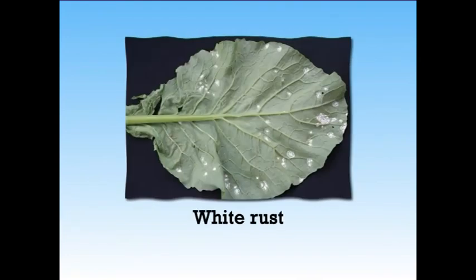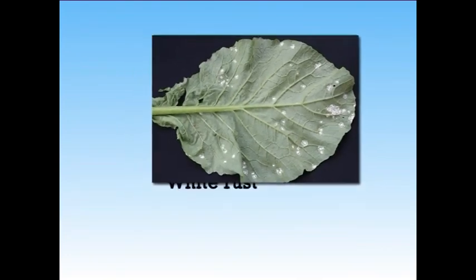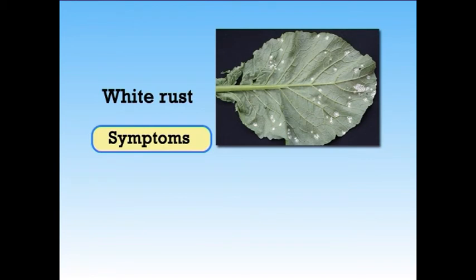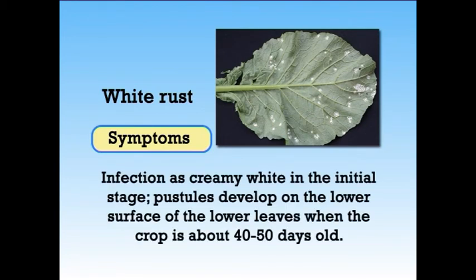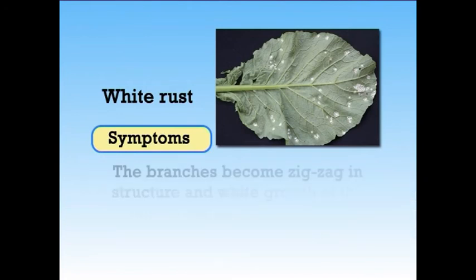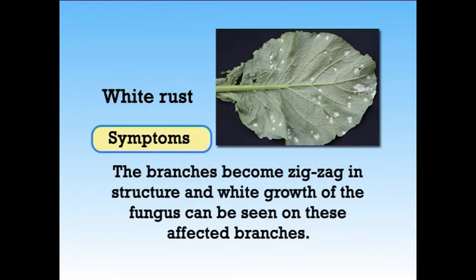Now let's have a look at the plant protection measures for this crop. Let's see about the diseases. The first is white rust. The symptoms of this disease are infection appearing creamy white in the initial stage. Pustules develop on the lower surface of the lower leaves when the crop is about 40 to 50 days old. The branches become zigzag in structure and white growth of the fungus can be seen on these affected branches.